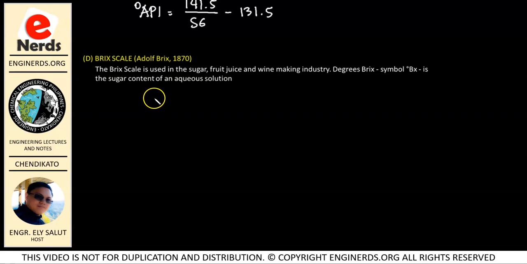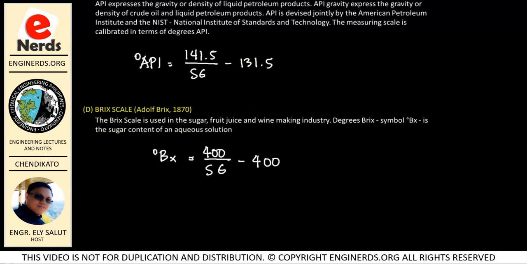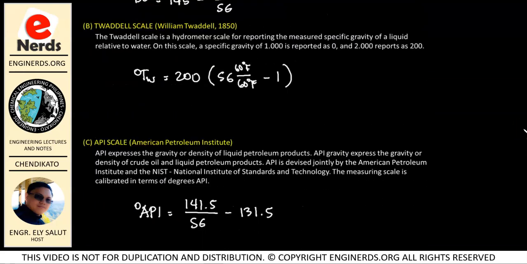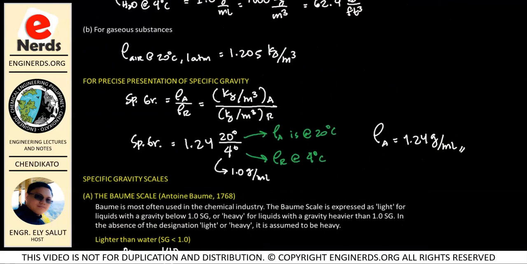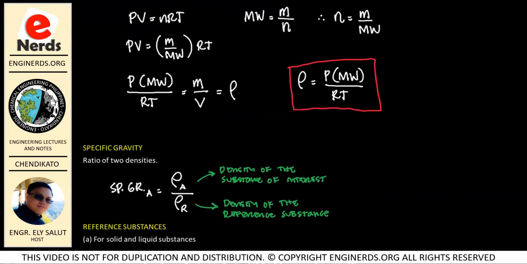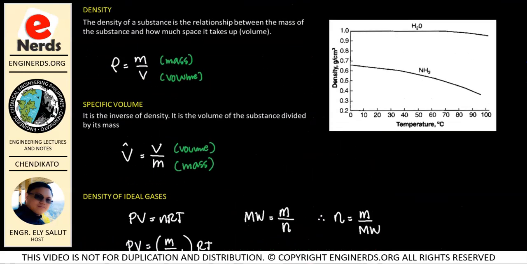So, ang equation naman na ginagamit natin for Brix scale is that the degree Bx is equal to 400 over the specific gravity minus 400. Okay, so yan yung mga tatandaan natin because you might encounter some problems na kailangan mong kunin yung specific gravity but was expressed in one of these specific gravity scales. So, kailangan pa nating mag-convert. So, kailangan alam natin kung ano-ano ba itong mga ginagamit nating specific gravity scales sa ating mga calculations.